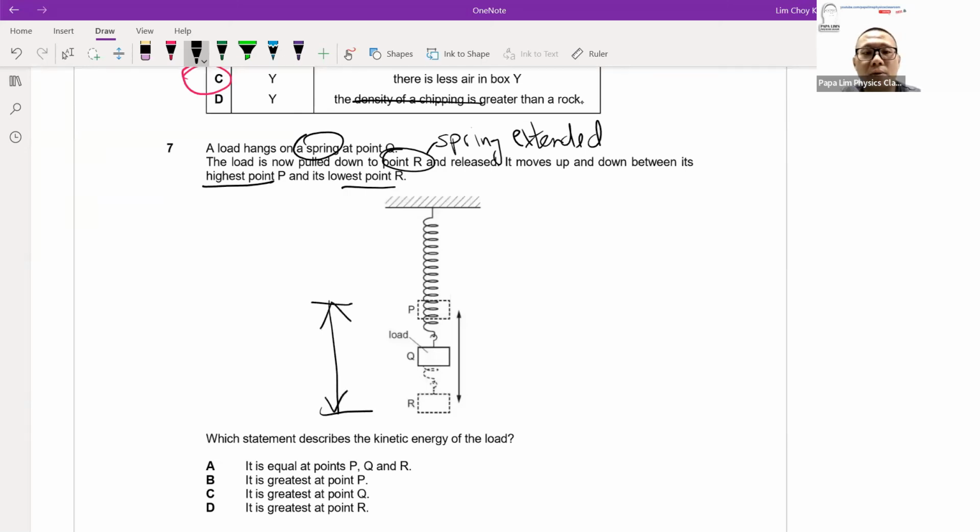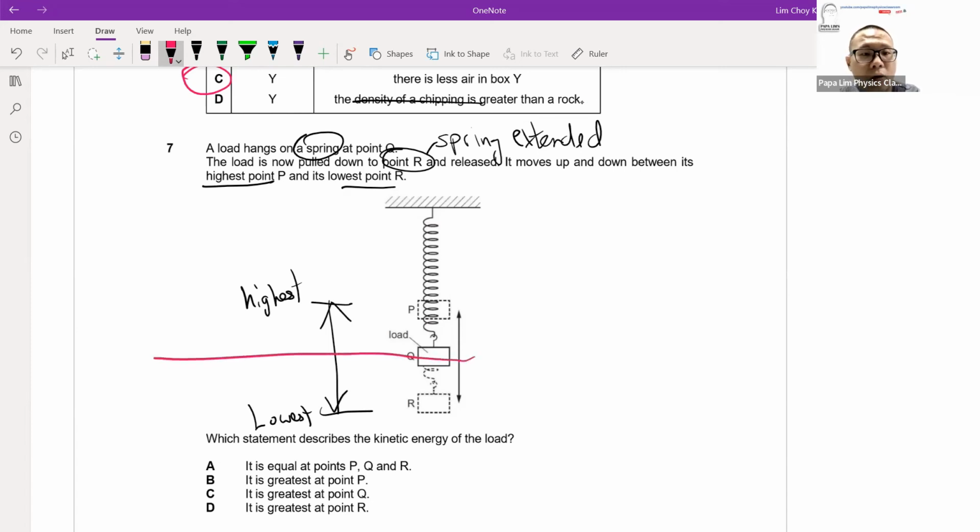So P and R will be the highest and lowest. P will be the highest position. R will be the lowest position. For oscillating, take note that between the highest and the lowest, the middle segment is what we know as the equilibrium position, or what we call the original position.